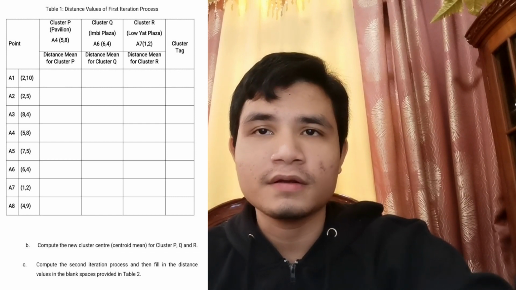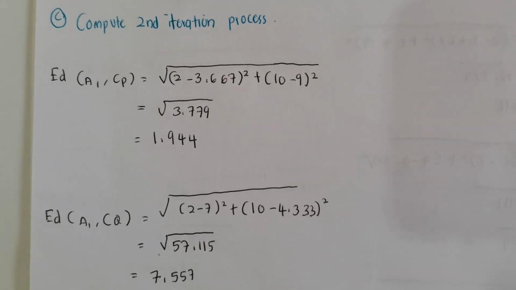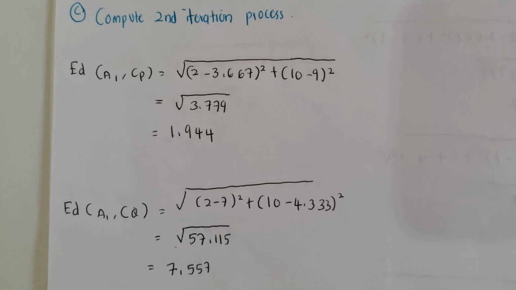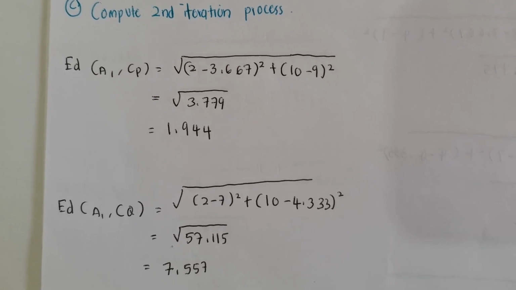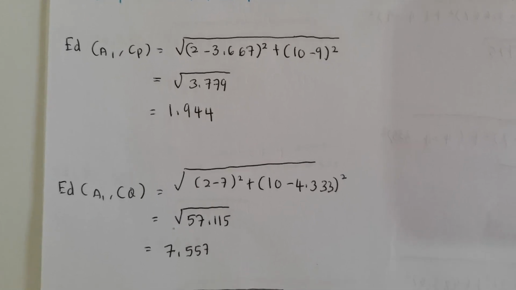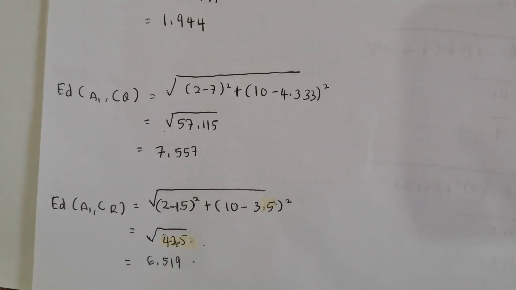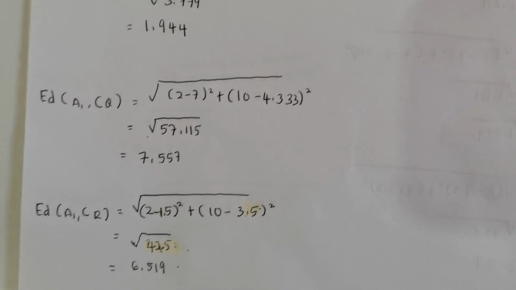Compute the second iteration process and then fill in the distance values in the blank spaces provided in table 2. So it's quite similar, but we have to change the new centroid mean for clusters P, Q, and R. The distance from cluster P to A1 is 1.944. The distance from cluster Q to A1 is 7.557. The distance from cluster R to A1 is 6.519.